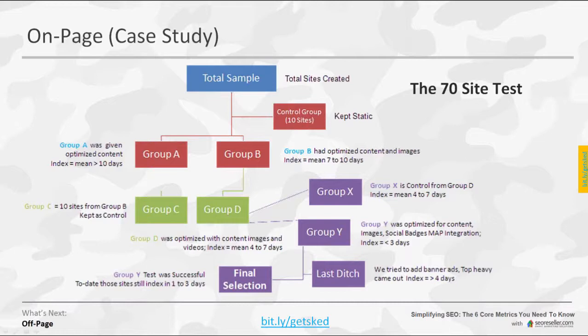But of course, unfortunately at the time, Top Heavy came out, and so the website started indexing in more than 4 days. So scrap the last ditch idea, and the final selection was websites with multiple content formats index faster, 1 to 3 days. And 1 to 3 days is a lot of trust from the algorithm. Now, I'll move on to on-page. And again, I want to remind everyone, feel free to send in your questions at any point in time.